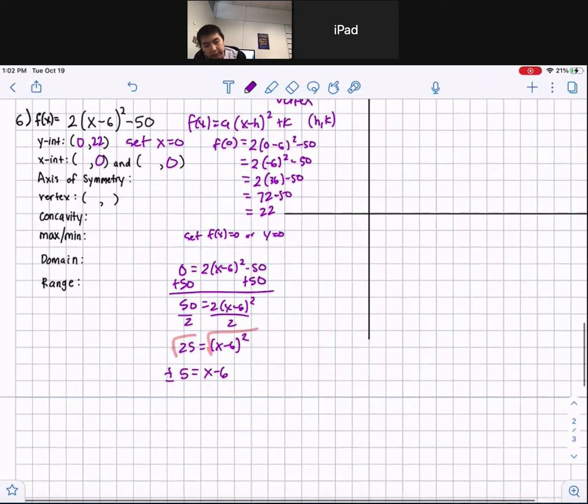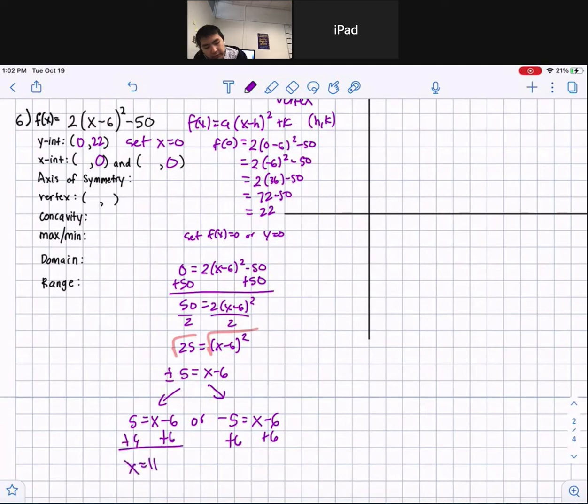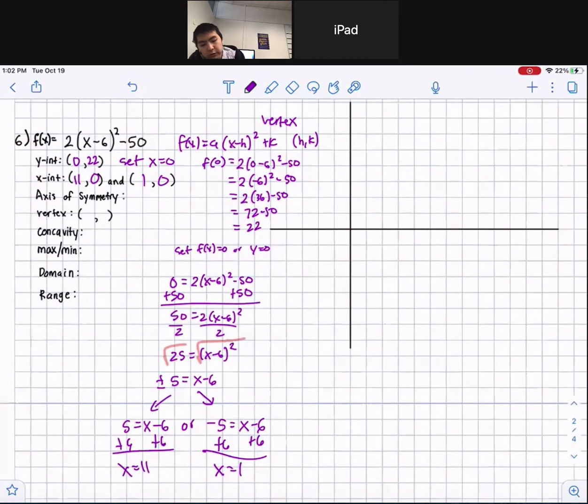And this is where you get your two equations, right? Positive 5 equals x minus 6, or negative 5 equals x minus 6. Notice only the 5 changes signs. The other one, x minus 6, remains the same. Only plus 5, in the other case, minus 5. Add 6 to both sides, and you should get x equals 11 or x equals 1. 11 comma 0, 1 comma 0. Home stretch, right?